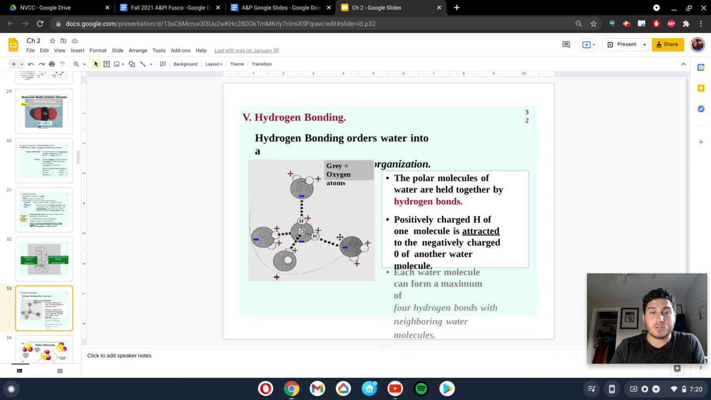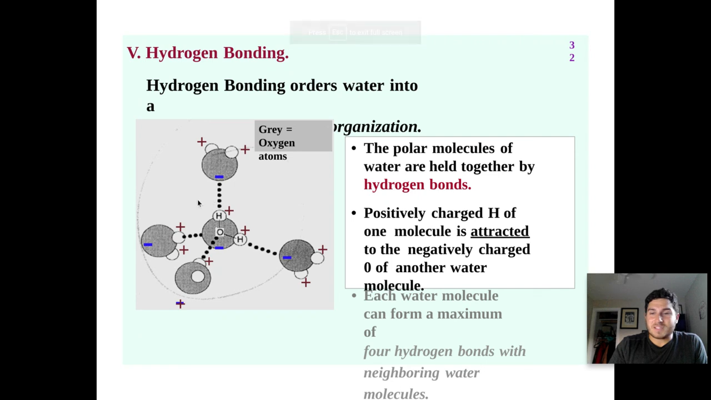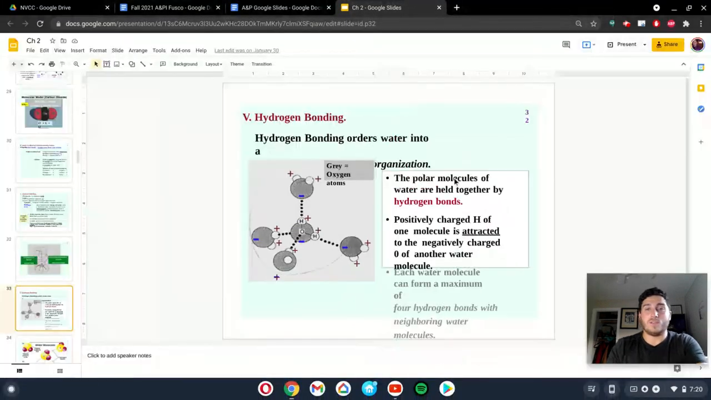And you can see that in this picture. Definitely take a second and look into that. And I will present it. So you can see it in more detail here. You can pause the video, take a look at it, and you can see exactly what I'm talking about. All right. So if you have any questions on hydrogen bonding, please let me know.